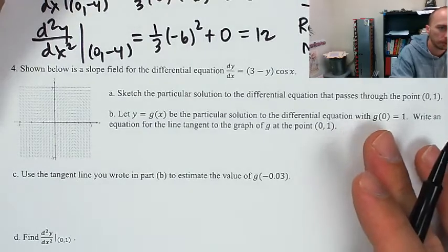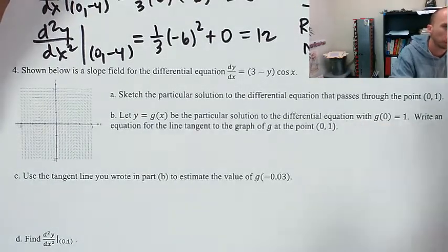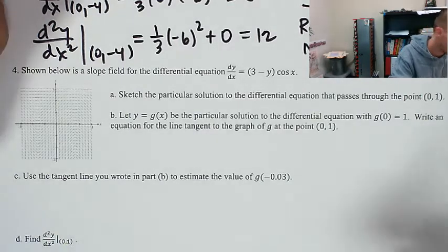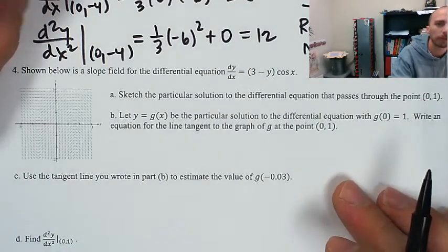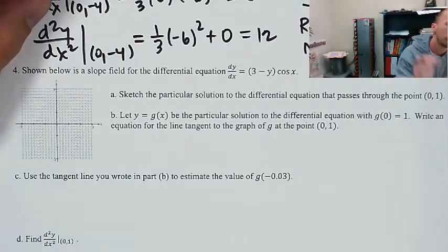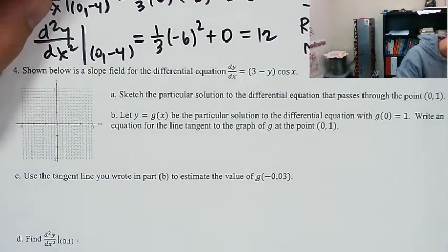All right, shown below is the slope field for the differential equation. We're going to sketch a solution curve. We are going to write an equation for the tangent line and use it to approximate a function. So really we're just mixing in some slope field discussion, but continuing to practice the stuff that we did in the last unit. And I think you'll see that throughout this unit.